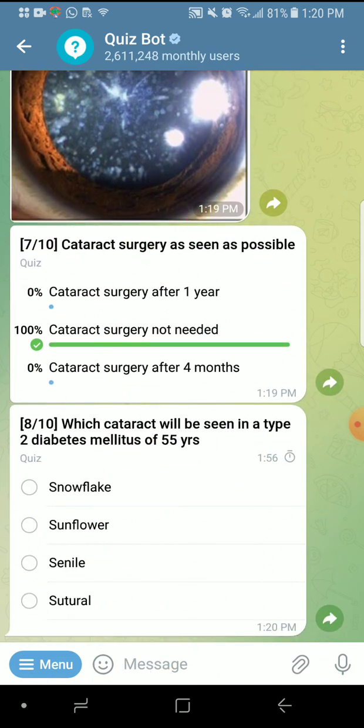Now many people must have done this question wrong. Type 1 diabetes mellitus has snowflake cataract. Type 2 diabetes mellitus is the same as senile cataract.